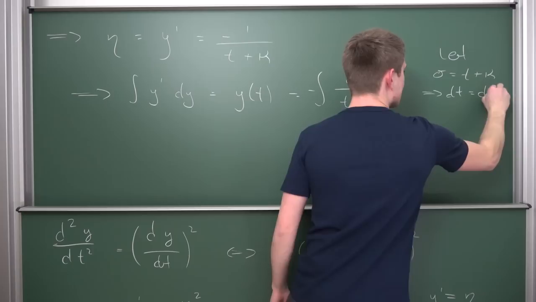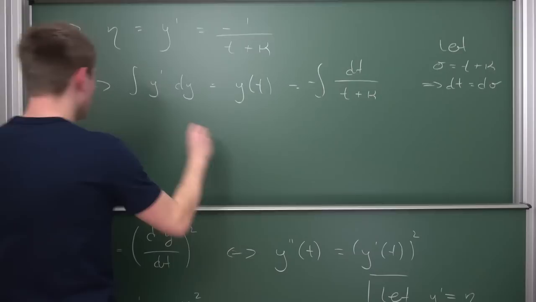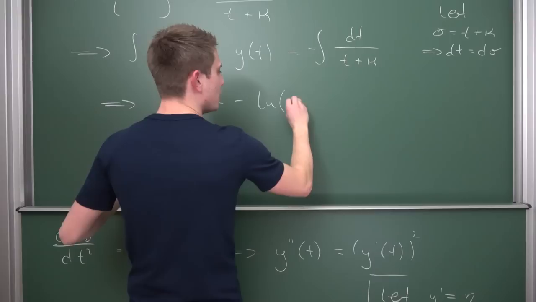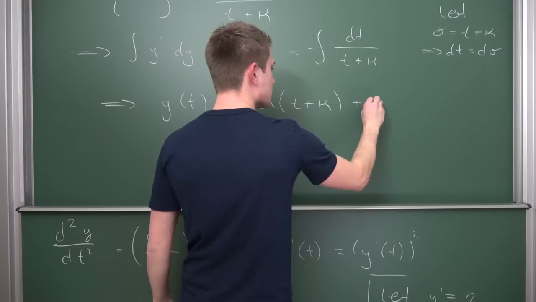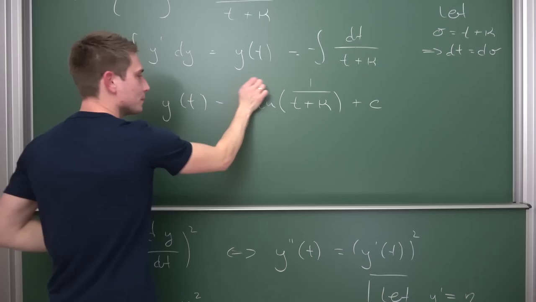We are going to end up with 1 over sigma, which integrates to natural log of sigma, and this is natural log of t plus kappa. Overall, after doing all of these steps, y of t is thus nothing other than negative natural logarithm on the principal branch of t plus kappa. And don't forget, plus some new arbitrary constant. I'm going to call it c because it's going to be transformed into something really nice in a second. If we distribute the negative sign into here as an exponent, we are going to get 1 over t plus kappa.